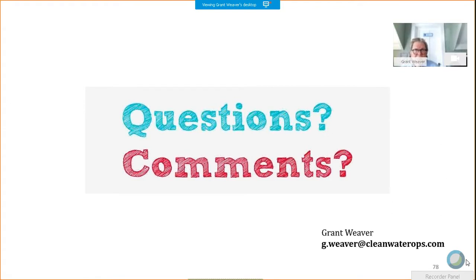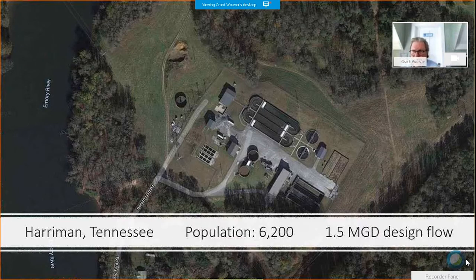I think the next examples I'm moving out of. No, I've got one more in Tennessee before I move out of state. Okay, let me do Harriman. Harriman is an oxidation ditch.